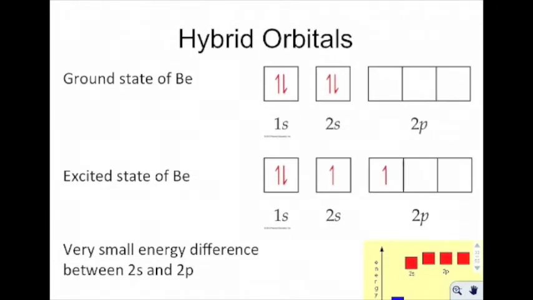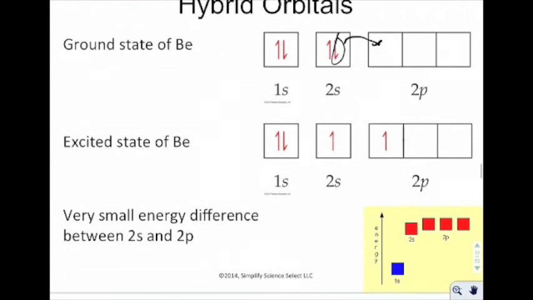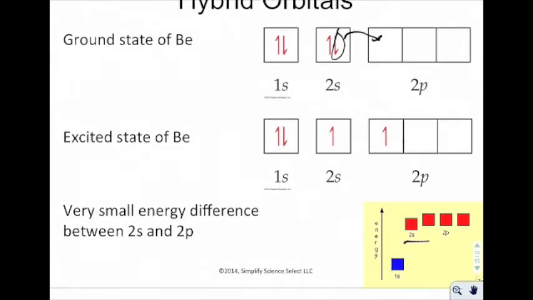So we create what are called hybrid orbitals. If you were to look, you have the ground state of beryllium. The ground state of beryllium is this 1s, 2s, and then there's nothing in the p. And then you have the excited state of beryllium, which is 1s, and then we've promoted one of the electrons from the 2s to the 2p. Now this is possible because there's actually a very small energy difference between the 2s and the 2p. It's still there, but the amount of energy required to promote an electron to the next level is very, very small, and can occur just by a collision between molecules. Okay, there's very, very little energy required to do that.